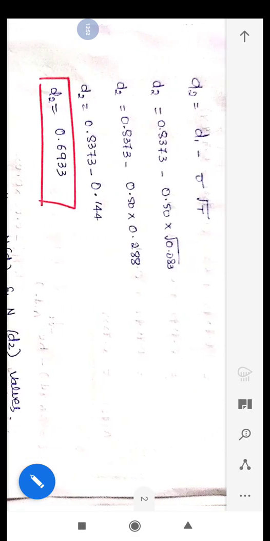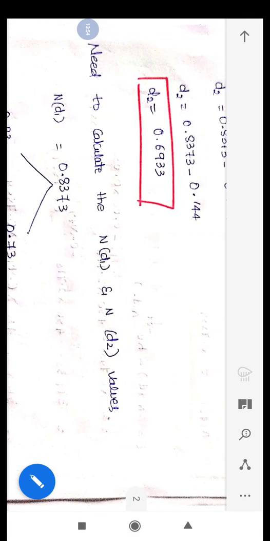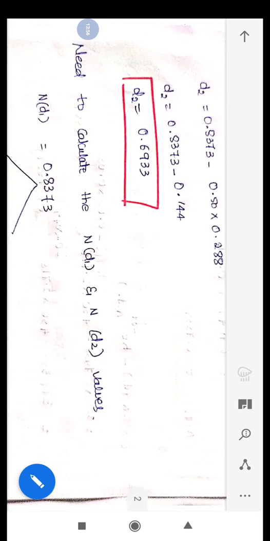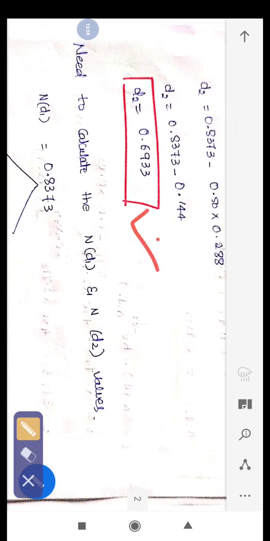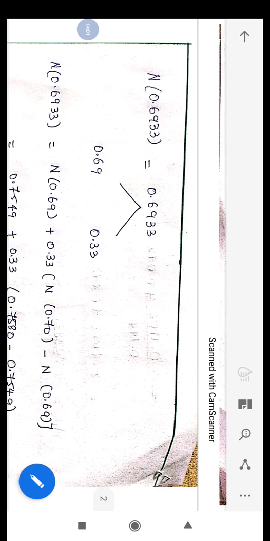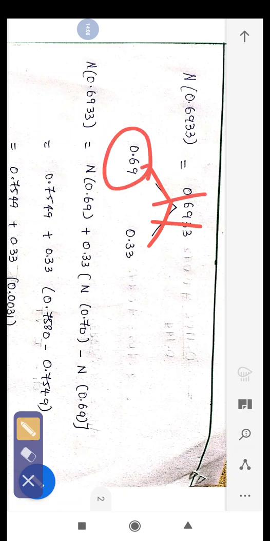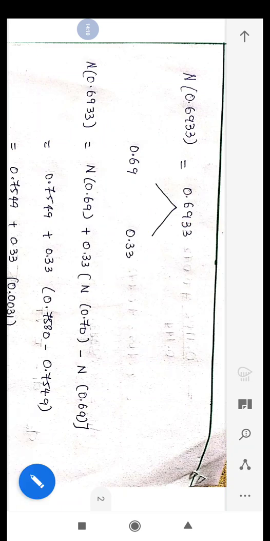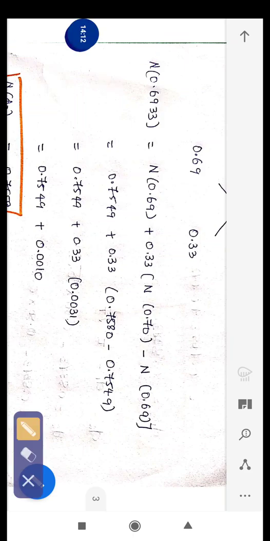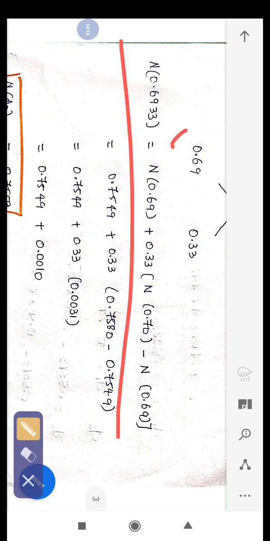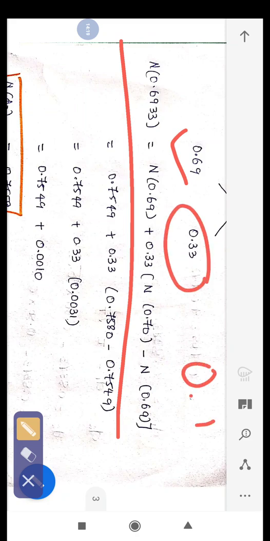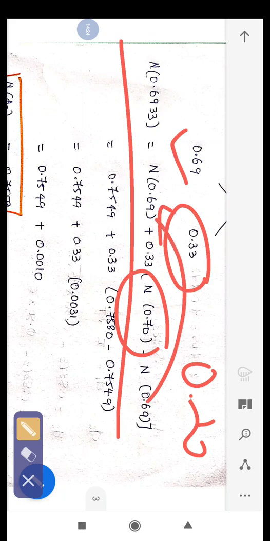Similarly, when we see ND2, so ND2 is 0.6933. So for this also we have to calculate. So again, similarly, we have to divide this part into 2, so 0.69 and 0.33. Similarly, we have to apply this procedure, so N 0.69 plus 0.3, so after that number will be 0.70. So N 0.70 deduct earlier number, that is 0.69.